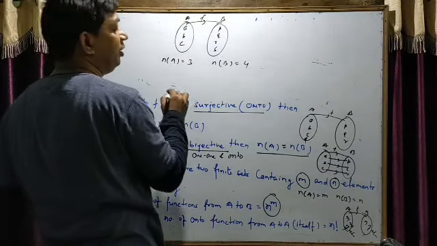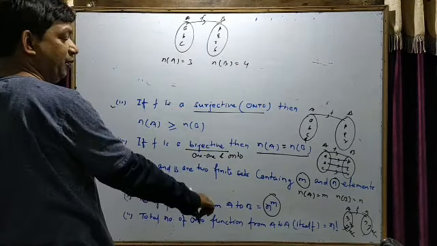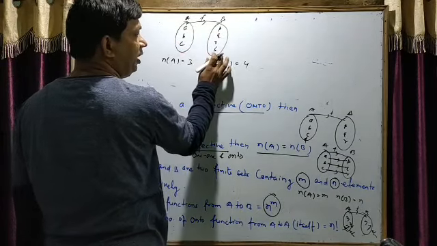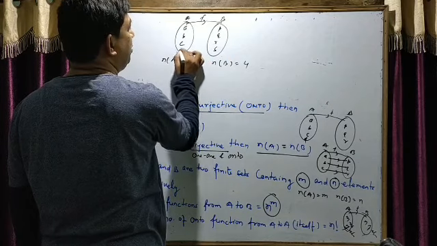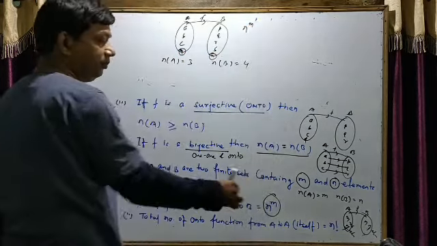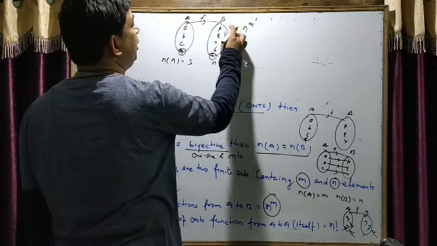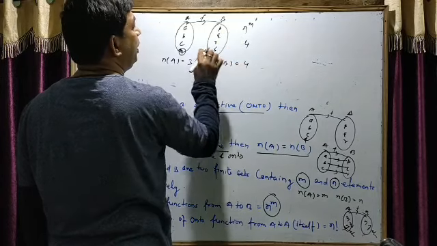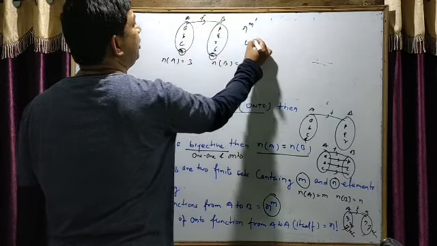Now, how many functions are there from A to B? The number of functions is n to the power m, when this set contains m elements and this set contains n elements. Then the answer is n to the power m. So here what is n? It is 4: 1, 2, 3, 4. And what is m? 1, 2, 3.